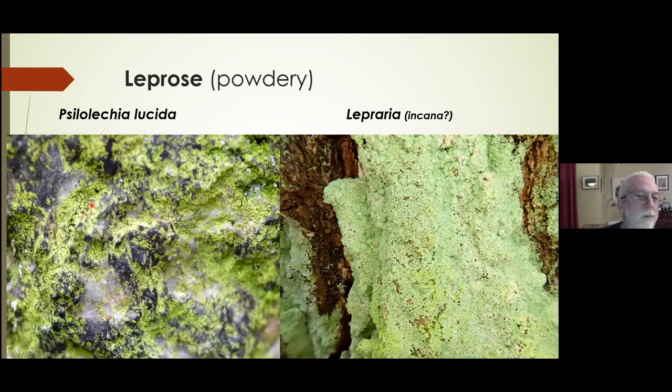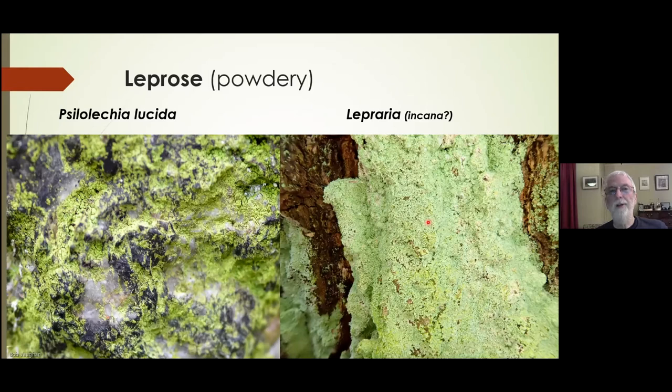you can sometimes see some crusts here. So it's relatively straightforward, and it forms patches. This is, well, initially I thought this was Lepraria incana when I saw it and took a photograph. Unfortunately, the photograph makes it look a bit yellowy.